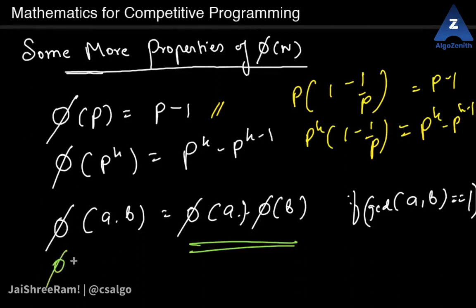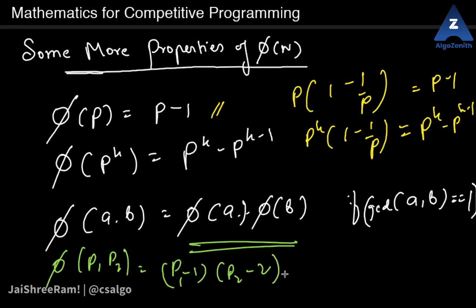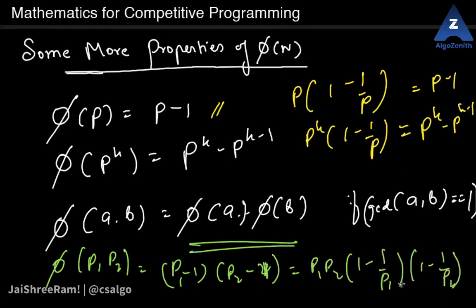Because if you think about this, let's say, what is the totient of p1 multiplied by p2? On the left hand side, this is nothing but p1 minus 1 multiplied by p2 minus 1, and on the right hand side, taking p1 p2 common, this is 1 minus 1 by p1 and 1 minus 1 by p2. So this is also the closed form formula of this, right? So this is correct, and this particular property is called the multiplicative property of a function, okay?